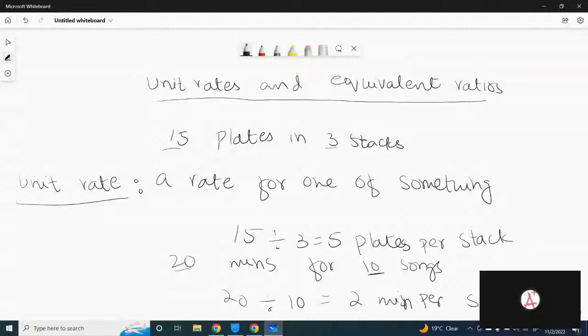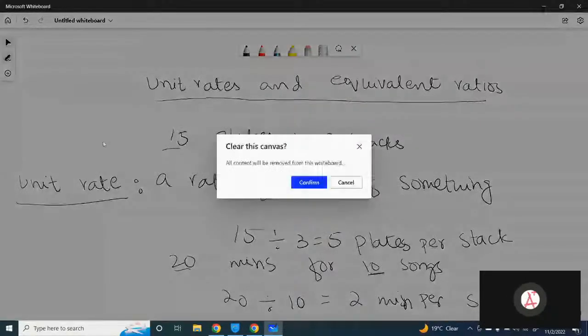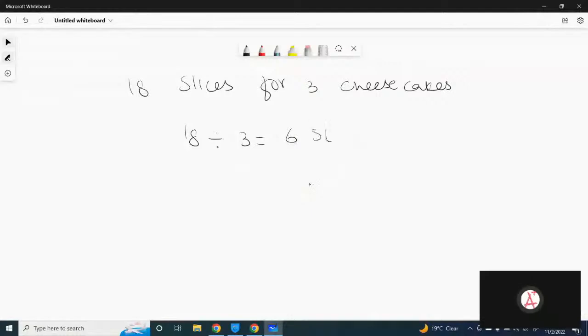Okay, let's start with another example. 18 slices for 3 cheesecakes. So you have to find how many slices in one cheesecake. So you have to divide 18 by 3. So it would be 3 times 6 is 18. So 6 slices per cheesecake. That means in a single cheesecake you have 6 slices. Got it?